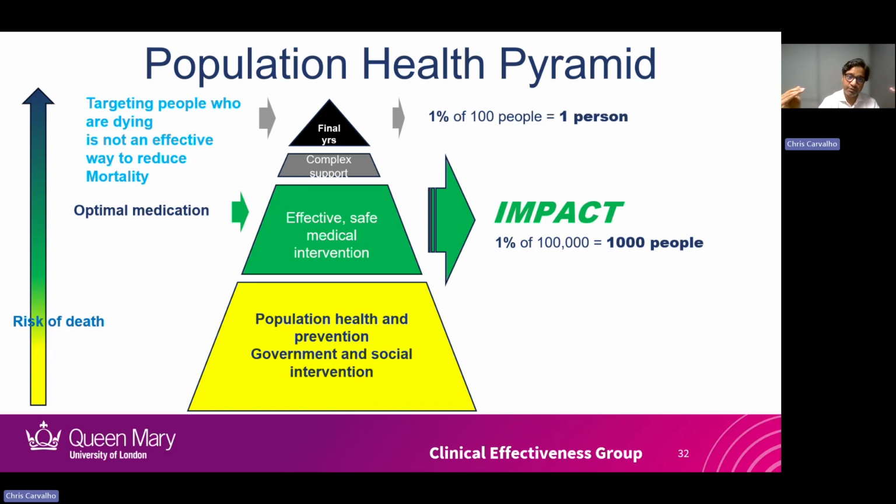And ideally, what we would be doing is focusing lower down on the pyramid, where we can have a greater impact by doing the things that we need to do. That's the effective and safe interventions. That's around optimal medication. And if we can go further and lower than that, which I think this does direct us to, it's very much around population health and prevention from an early stage that has a greater impact.